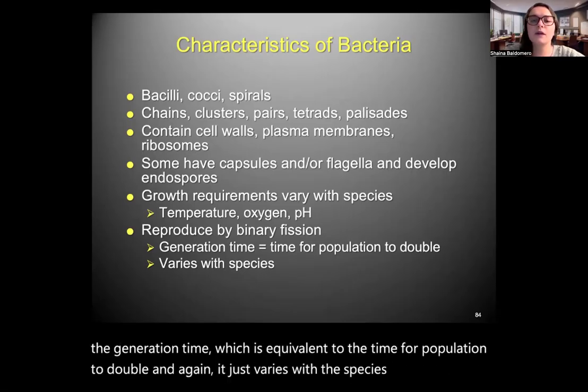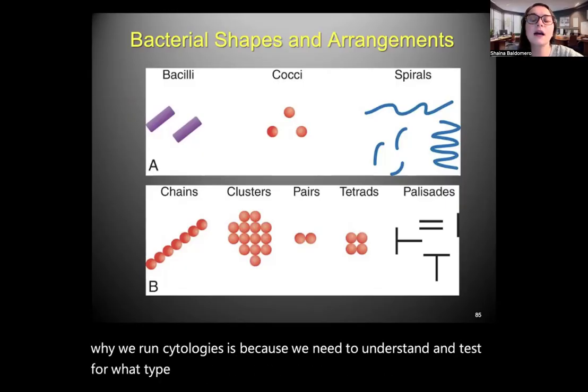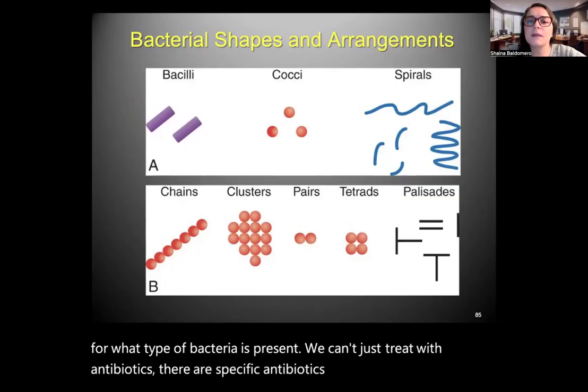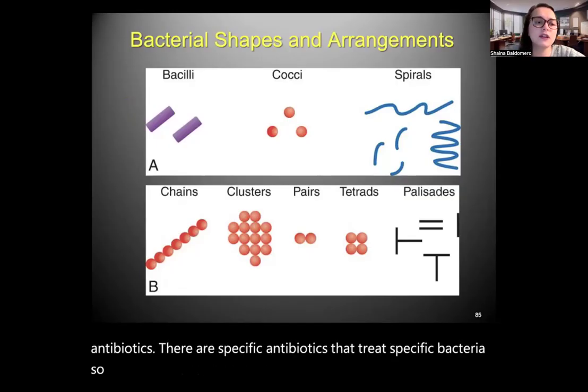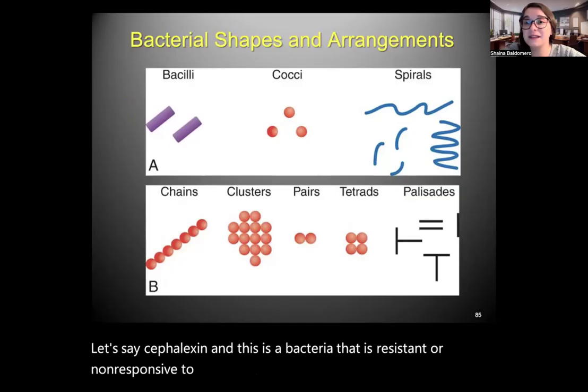Now, a reason why we run cytologies is because we need to understand and test for what type of bacteria is present. We can't just treat with antibiotics. There are specific antibiotics that treat specific bacteria. So if I were to give a patient, let's say, cephalexin, and this is a bacteria that is resistant or non-responsive to it, I'm basically just throwing medication away. I'm medicating for no reason.